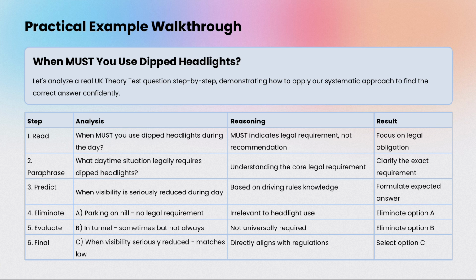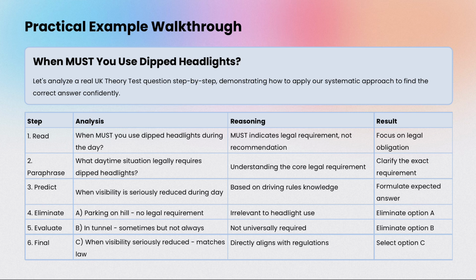Eliminate A. Parking on a hill. No legal requirement for headlights. B. In a tunnel. Sometimes required, but not specified as must in all tunnels. D. Driving below 30 miles per hour. Speed is not a legal trigger for headlights. C. When visibility is seriously reduced. Now this aligns with the law. Correct answer, C. When visibility is seriously reduced.